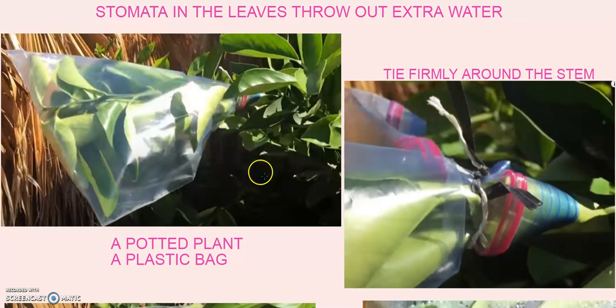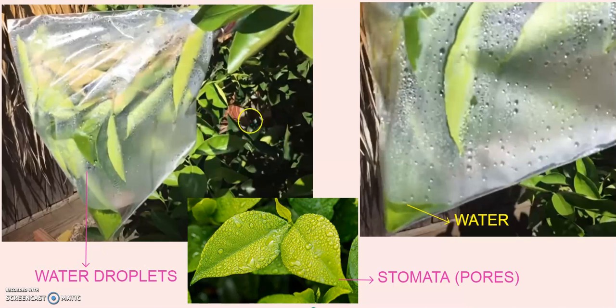In this activity, you find out that stomata in the leaves throw out extra water. Tie some green leaves in a plastic bag like in this picture. After some time, you find some water droplets in the bag. This shows that stomata throw out extra water.